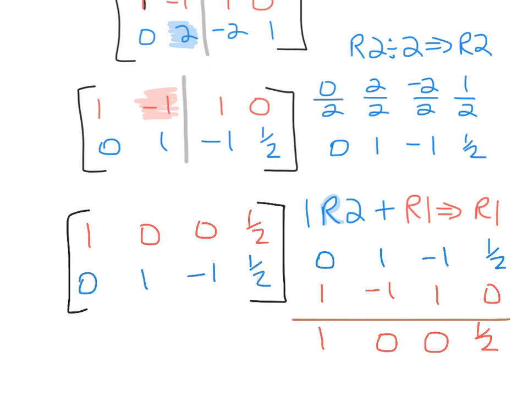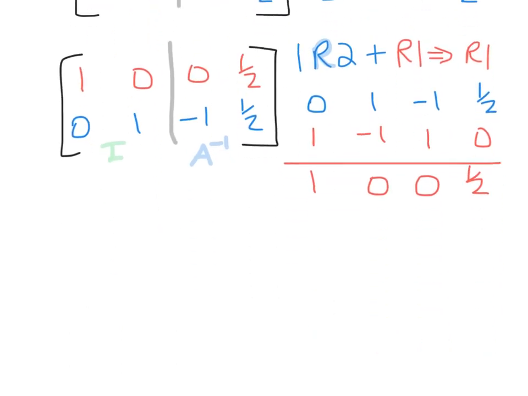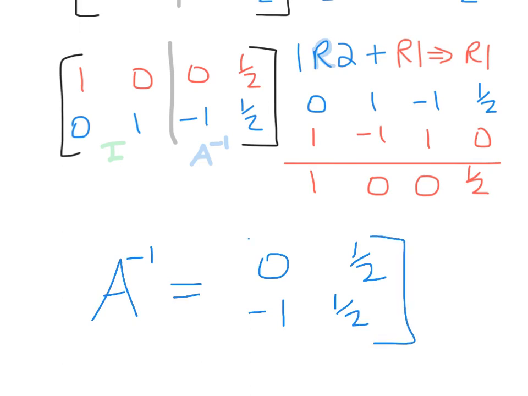And now notice, to the left of your gray bar, or your gray line, I now have the identity matrix over here, and now what results over here is the inverse. So the inverse of A, the inverse matrix, is 0, 1 half, -1, positive half. That is the inverse matrix for your original A.